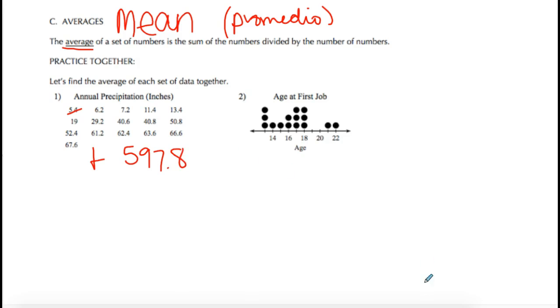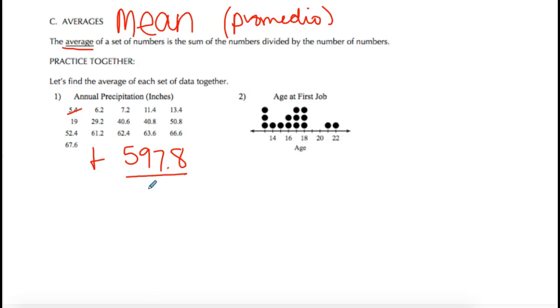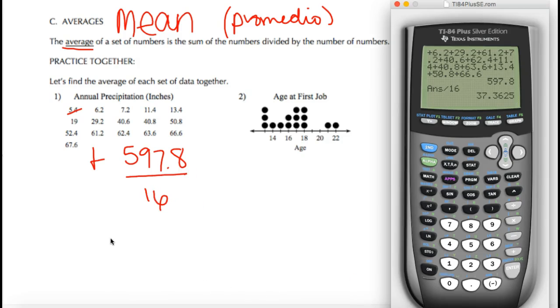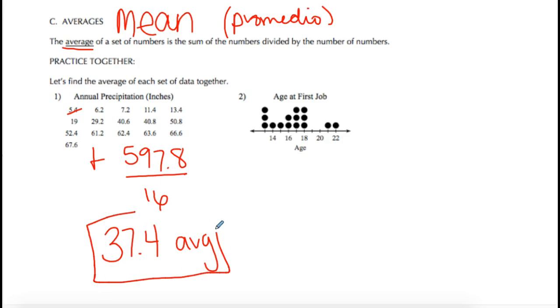597.8. And so now I'm going to go ahead and divide that by 16 because I have 16 numbers. So if I divide that by 16, I get 37.4. And that's my average annual precipitation.